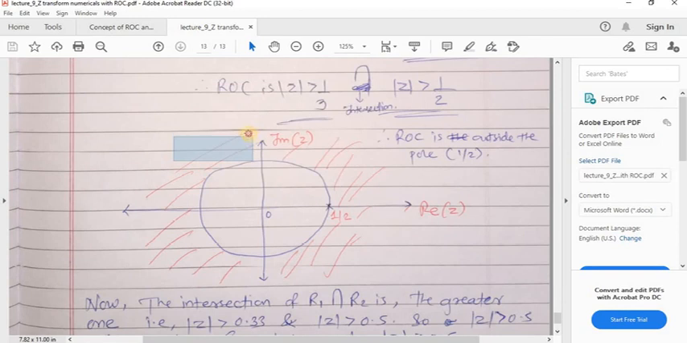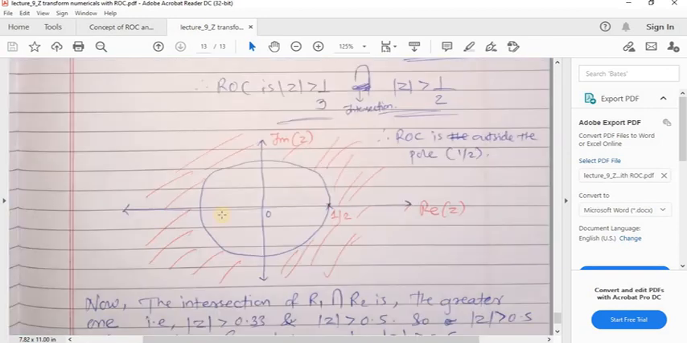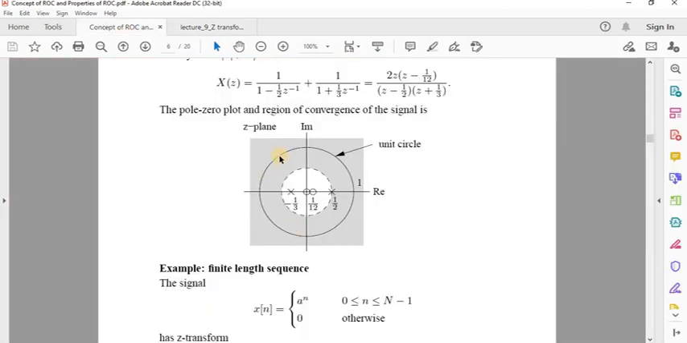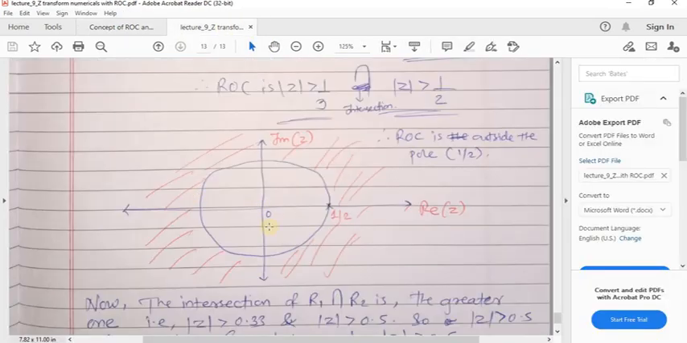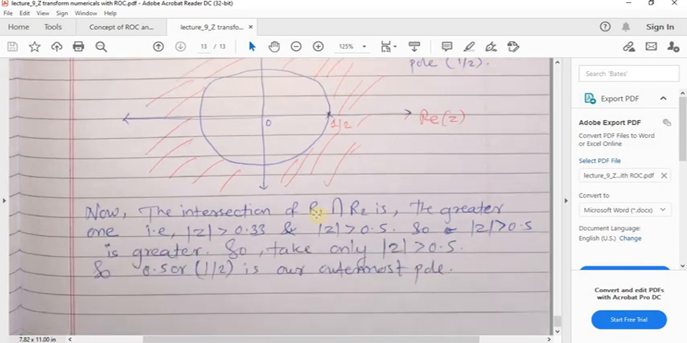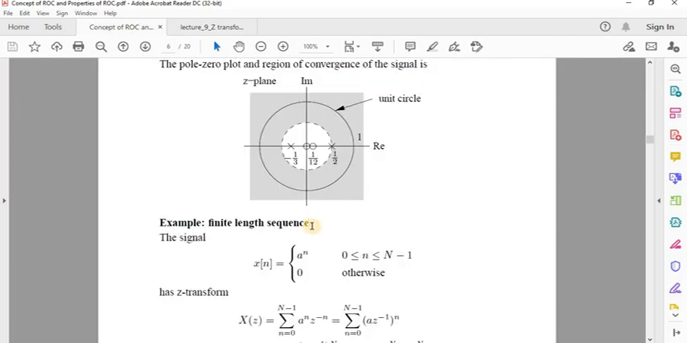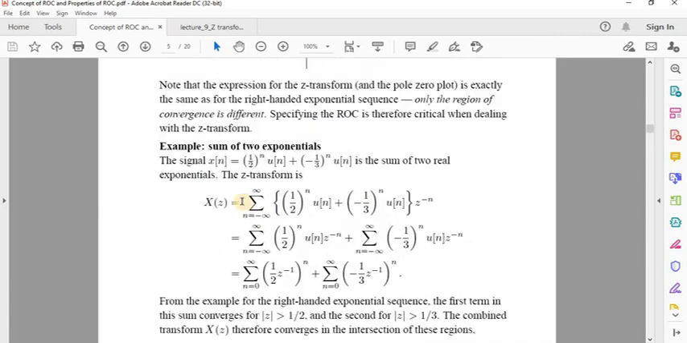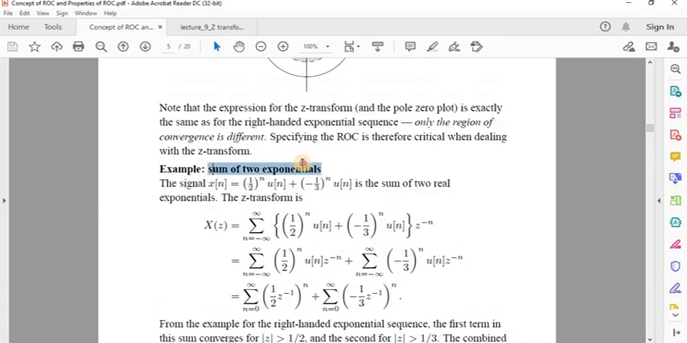I've indicated it by this kind of inclined lines. You can indicate it this way also, because painting is quite difficult to draw. This is quite simple. So ROC is outside the pole half. So this is about the example of two signals.